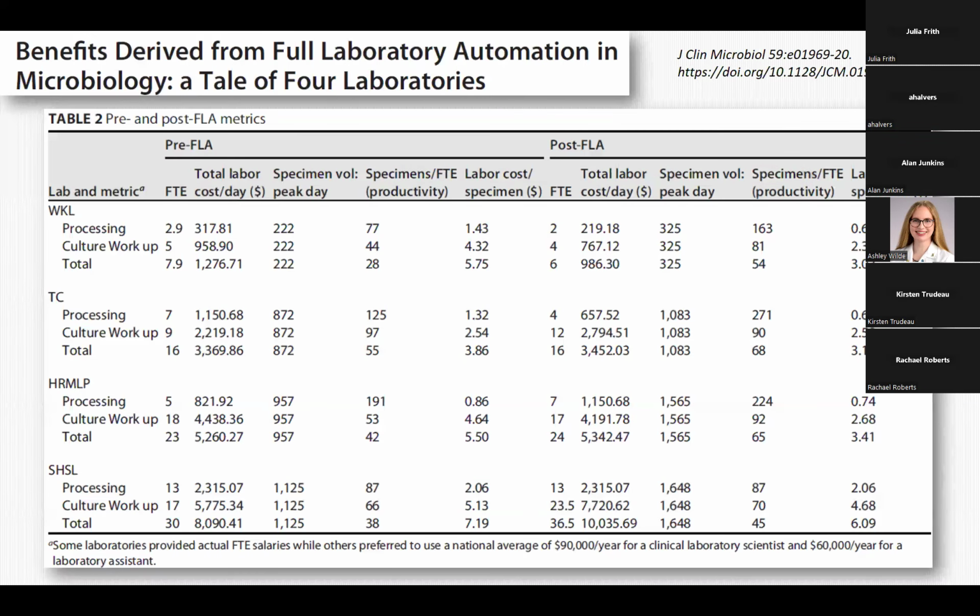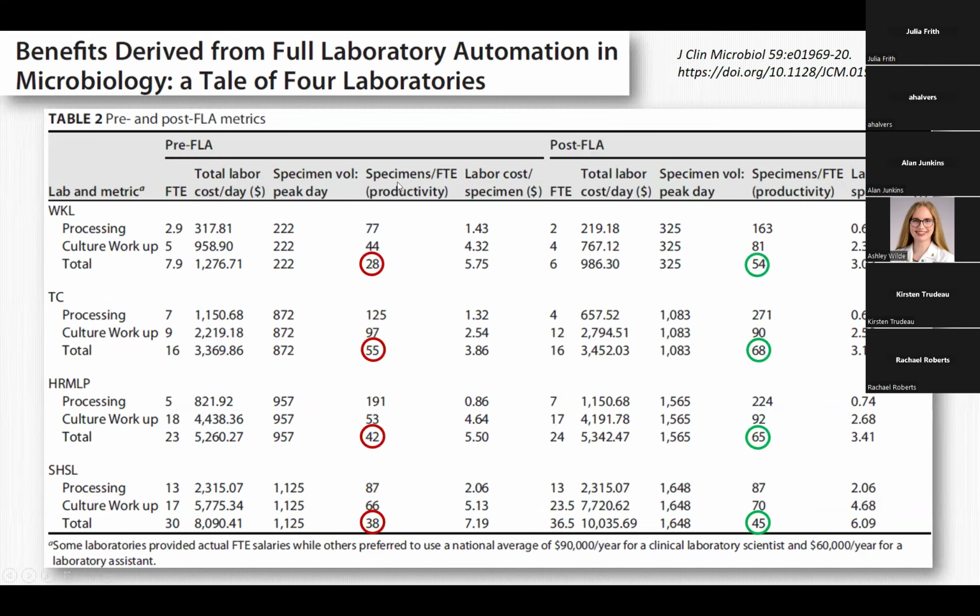So let's look at that. Are these things really any good? This is a great paper that came out a few years ago. These are 4 different hospital laboratories or system laboratories that switched to the WASPLab like we have. And they got together and they started looking at how much productivity did we actually get out of this? How much increase in efficiency did we actually get? So let's look at a couple of things here.